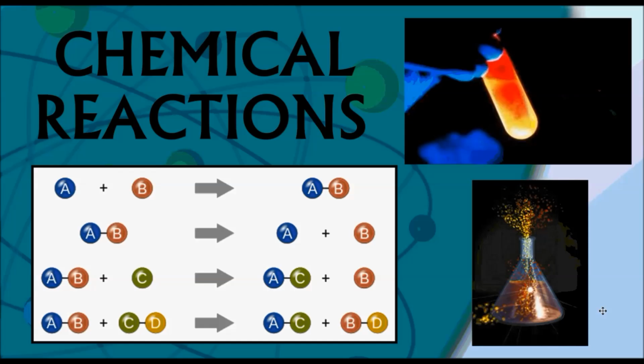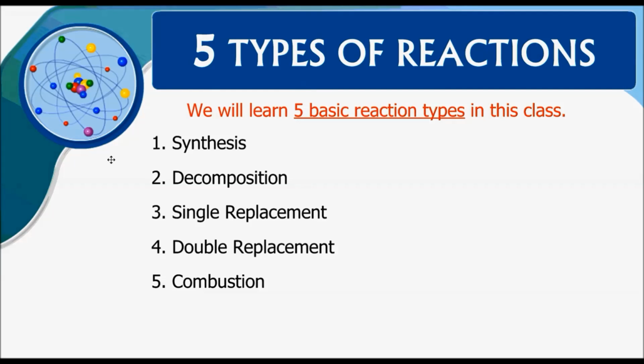Please have out your notes, a highlighter, and a periodic table. We're going to learn about the 5 types of chemical reactions in this video. There are more types, but that's beyond the scope of this class. We're just going to learn about these 5: synthesis, decomposition, single replacement, double replacement, and combustion.